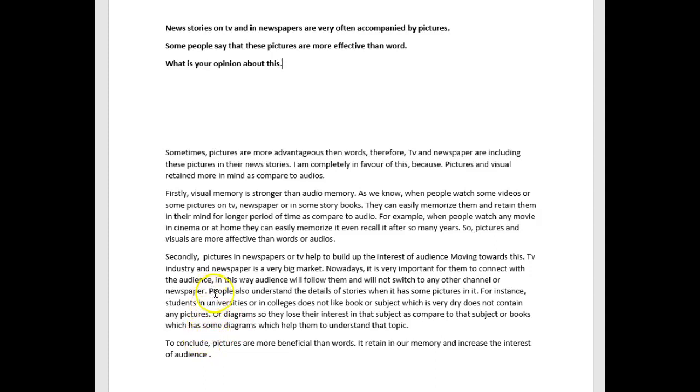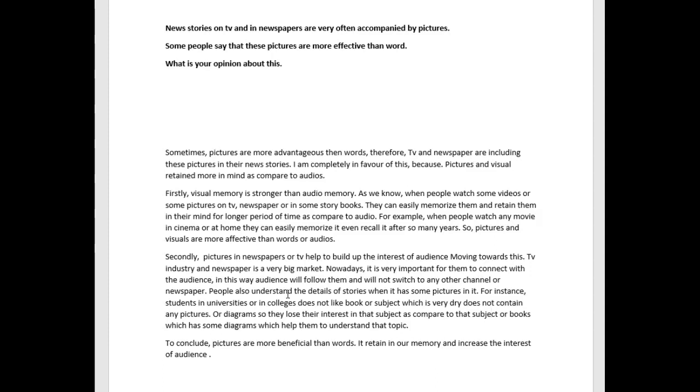Okay, then you said people also understand the details of stories when they have some pictures in them. And then this is irrelevant. I mean, because we're not concerned with university books and if they have pictures or not. We're talking about news stories on TV and in the newspaper. So this is an irrelevant example.